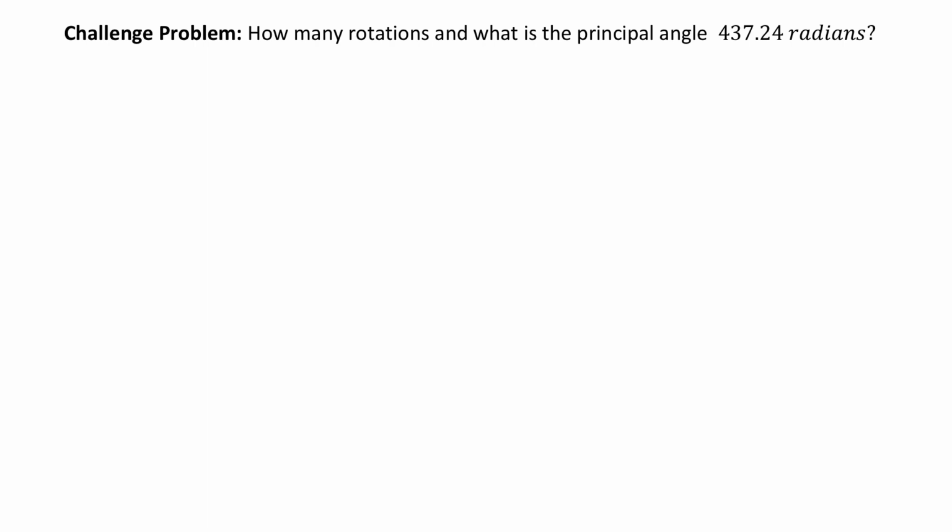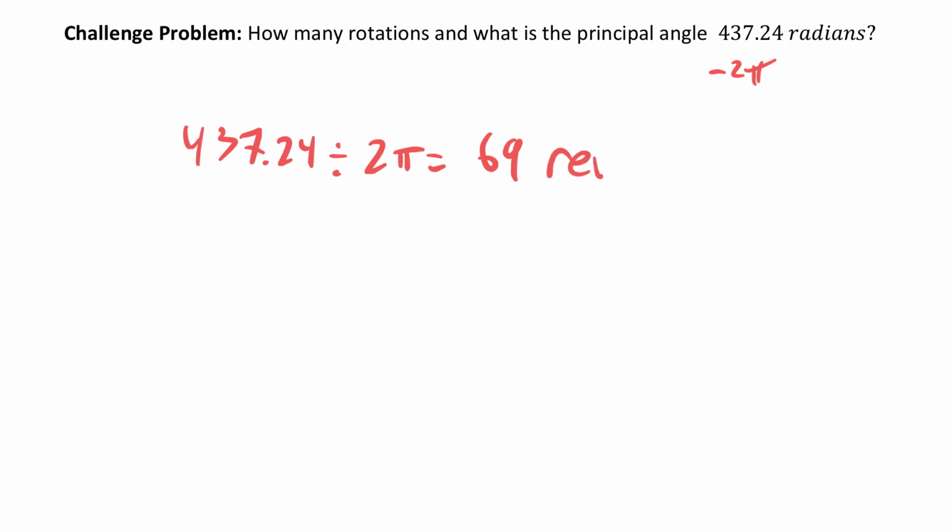So we still have to subtract off groups of 2 pi, but we don't know how many, and so we're going to try the same approach as before. 437.24 divided by 2 pi, and that's going to give us, well, when you look at the answer, it's 69 with some decimals, which means we have 69 revolutions, or 69 full rotations. Okay, so that means it rotated 69 times.